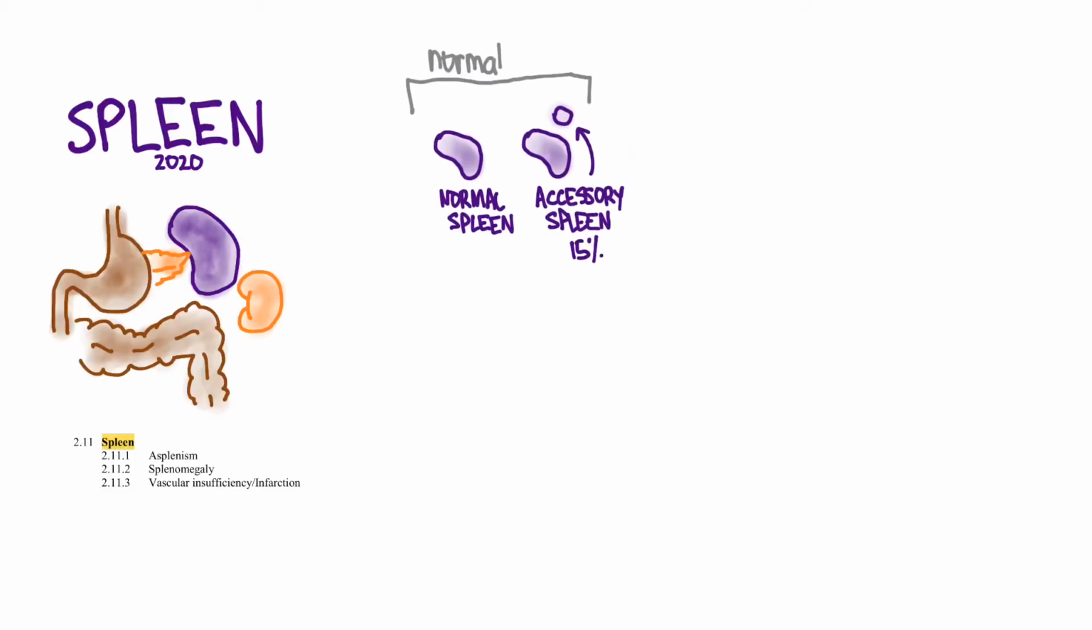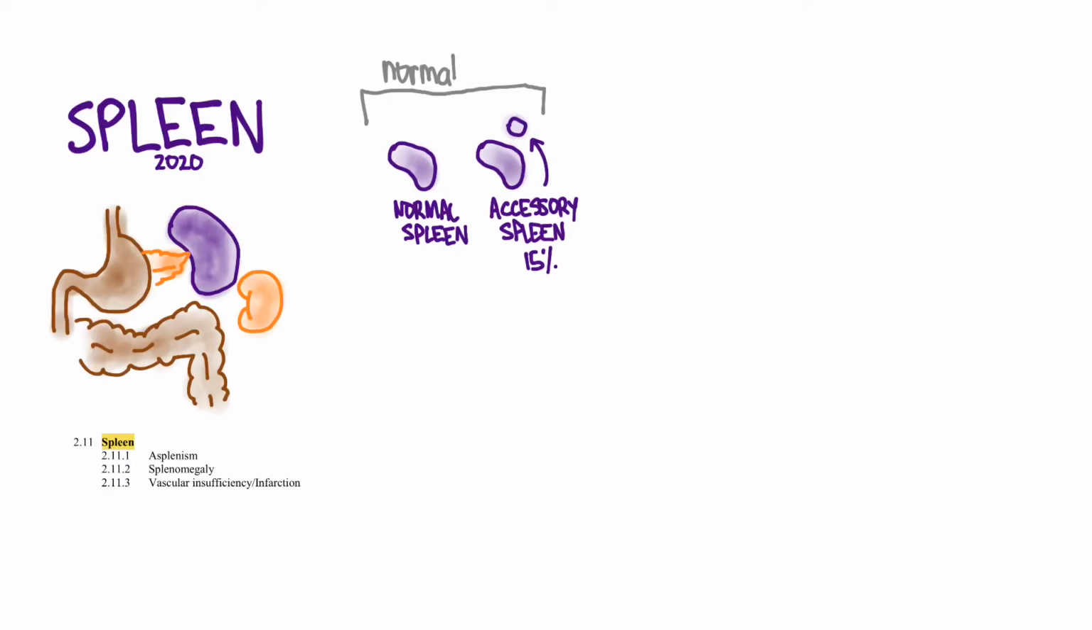Alright, now welcome to the second video about the spleen. Again, we're going to try to cover some of these things. And in this one, we're going to talk about the various splenic diseases that we might see. So, of course, we have the normal spleen, and also something that is normal is having an accessory spleen. About 15% of the population has that.